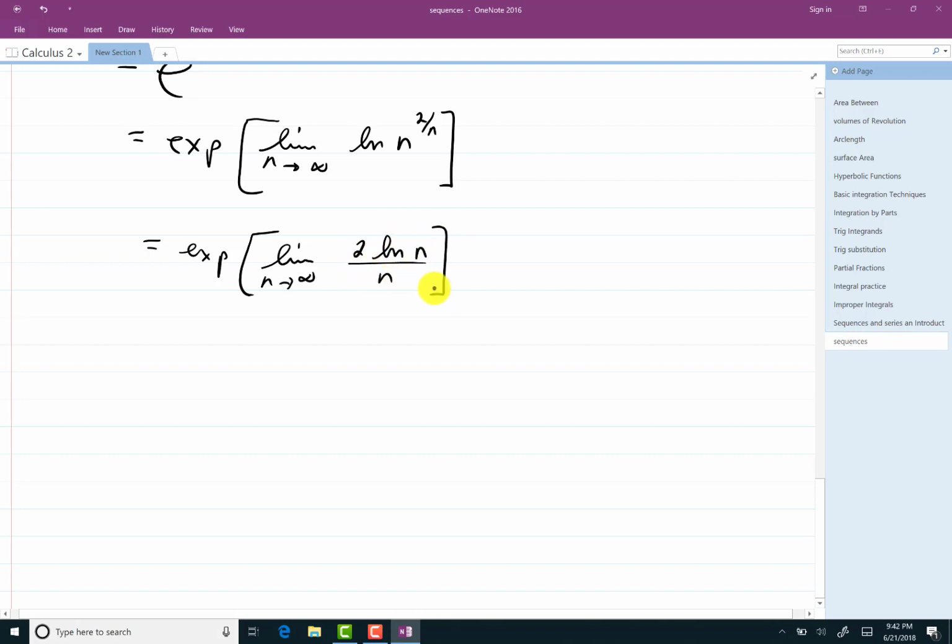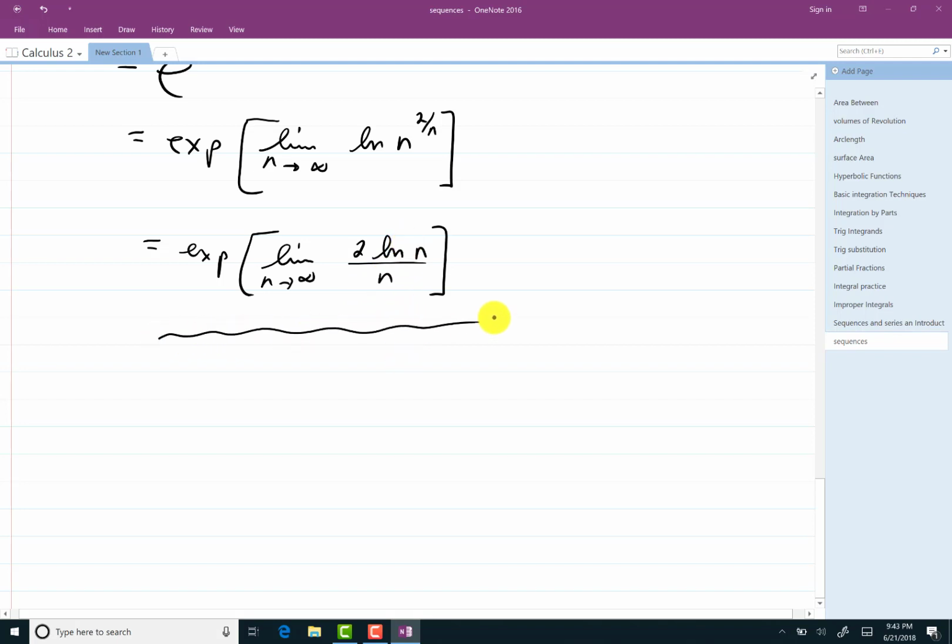I've already suggested that the natural logarithm is the slowest of the major functions that we deal with. What that means is this is automatically going to be 0, because the n itself, the polynomial n to the 1 power, will outrun the natural logarithm. You'll see once I use L'Hopital's rule.